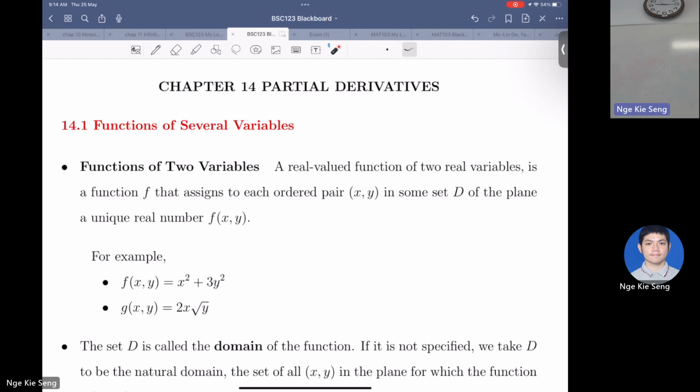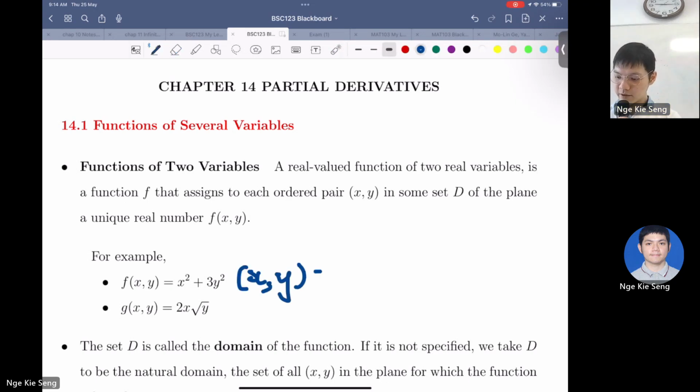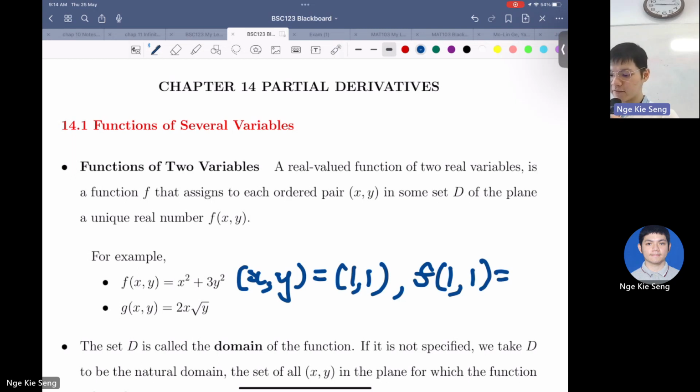But now your input has two numbers. You need to tell me two numbers. So f(x, y) equals x squared plus y squared. If you want to evaluate at (x, y) equals (1, 1), you just input x equals 1, y equals 1, and then evaluate, which you get 4 in this case. So you can plot out the surface and see how it changes over all the (x, y) inside your domain.